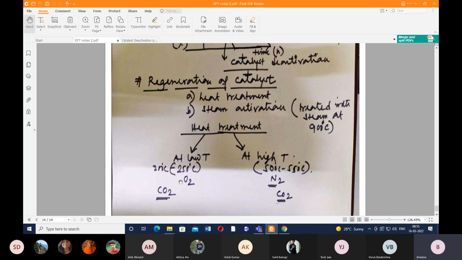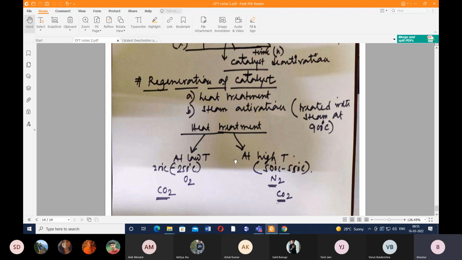If we are adopting an air or oxygen atmosphere, the heat treatment can be performed at a low temperature. Not very low, 200 degrees Celsius is not very low, but 200 to 250 degrees Celsius is enough to remove carbon in the form of carbon dioxide. But remember, carbon dioxide has some valuable applications as well. This carbon dioxide we can transfer to industry, where it is used as a feedstock to form valuable products like methanol.